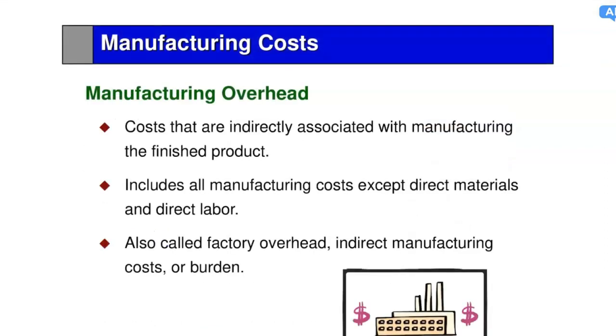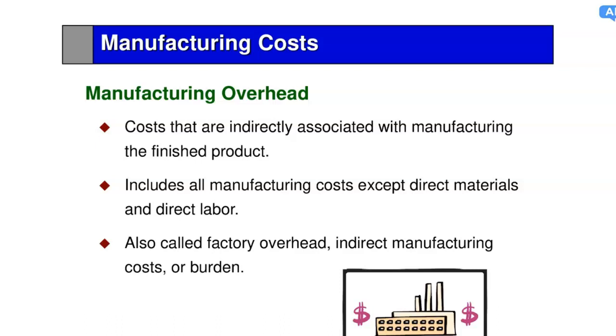All right, we go to our third cost category, manufacturing overhead. Now, in this cost category is all the indirect costs to produce the product.